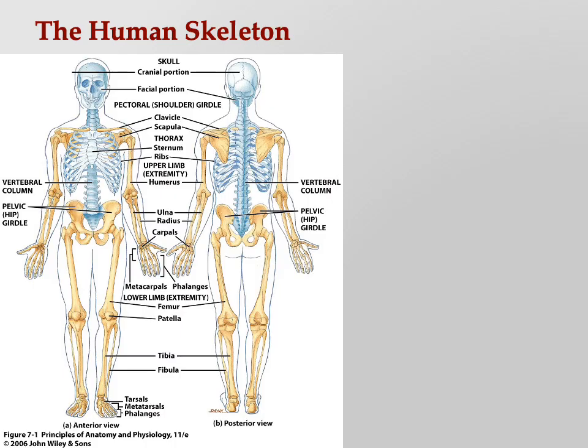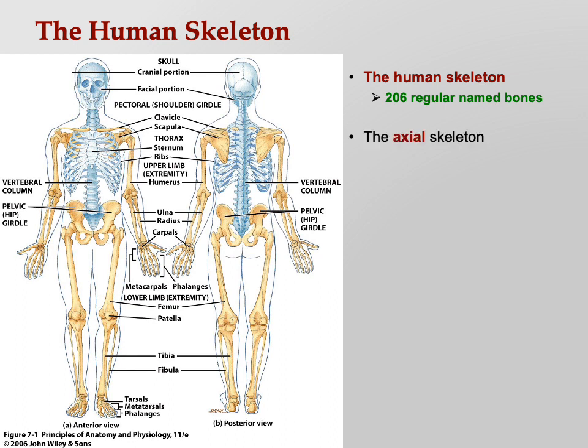Okay, so the human skeleton. Human skeleton consists of 206 regular named bones. Now you have more than 206 bones in your body, but we don't give names, exact names, to some of them. I'll explain later. There are 206 bones that you have to know the name of. Fortunately, they're paired in many cases, and so it really is not 206 unique bones. You have right and left. That takes care of a lot of that.